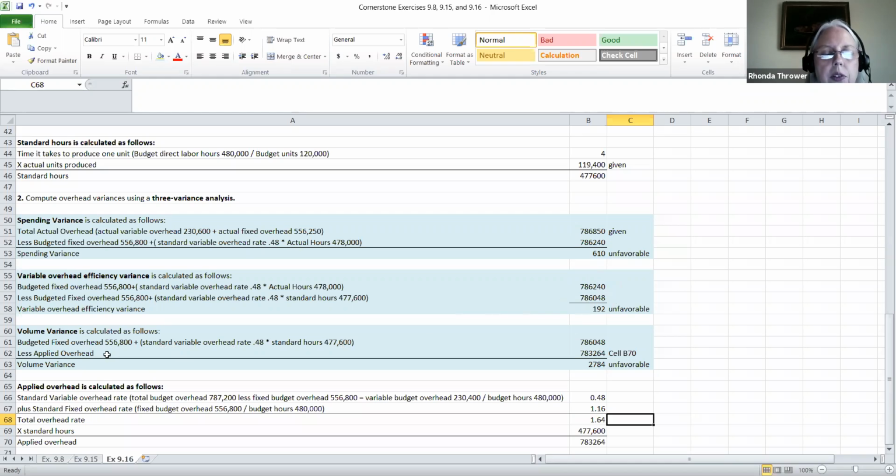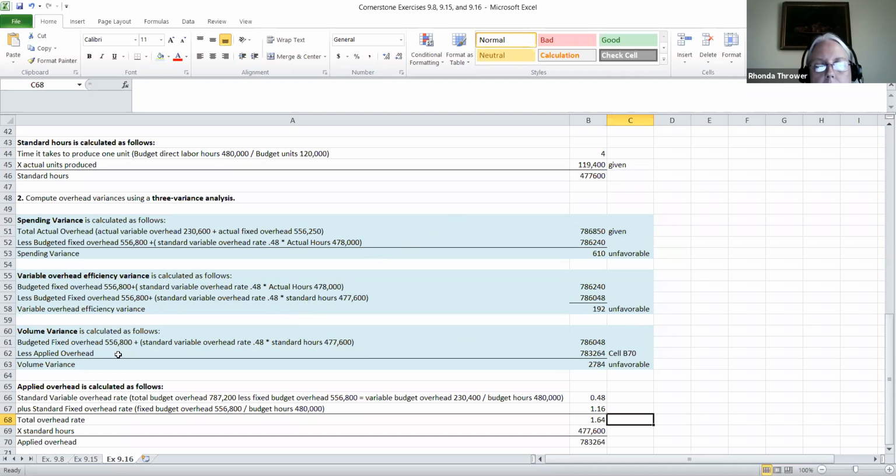The volume variance is calculated next, and we're going to take the budgeted fixed overhead, and we're going to take the standard variable overhead rate of 48 cents times the standard hours of 477,600. And that standard hours we had calculated before up here. If you're wondering where that came from, it's the same one we've been using for standard hours. Multiply these two first, add this back to it, and it'll give you this.